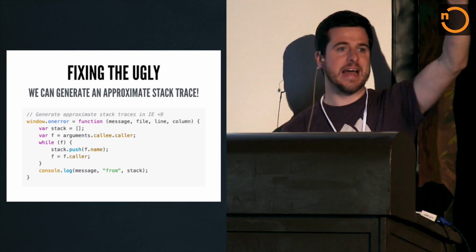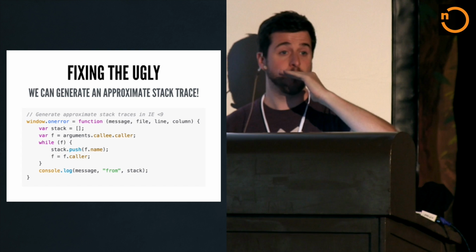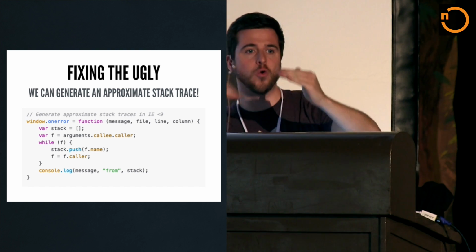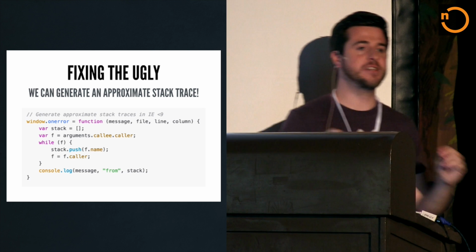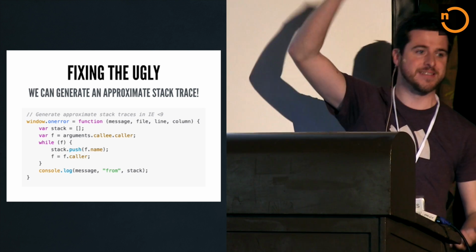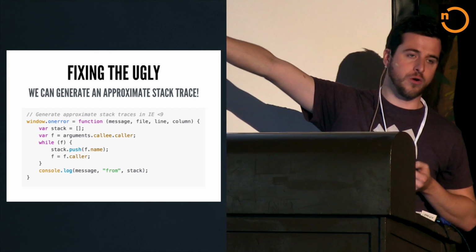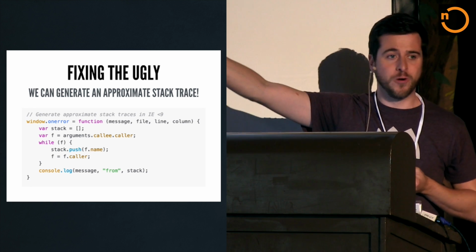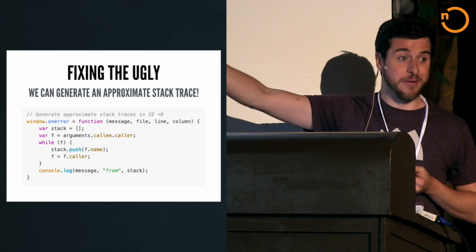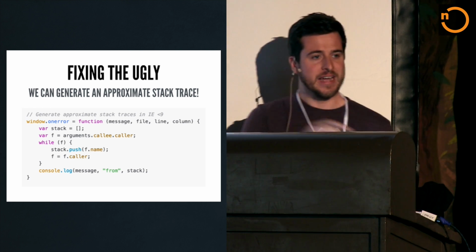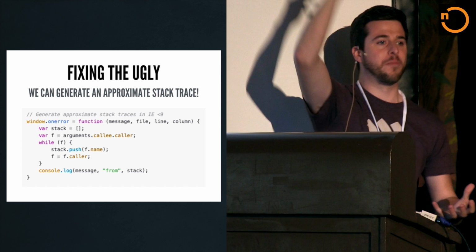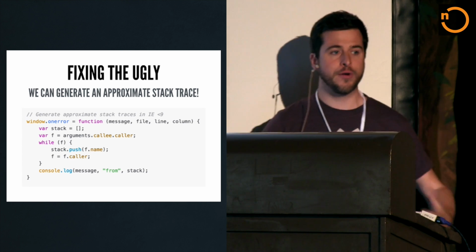So function A called function B called function C, which crashed, then calls window.onerror. So we can actually do something really cool, and we can unwind the stack. Using arguments.callee.caller, this is a really cool/scary feature of JavaScript where you can introspect who called me as a function. We can build our own fake stack trace.